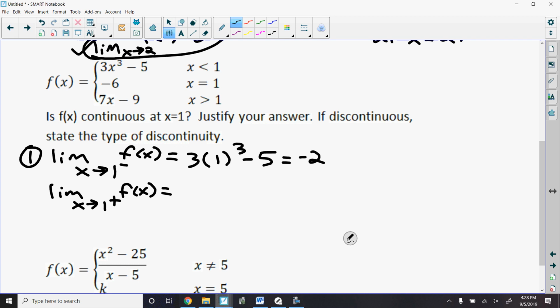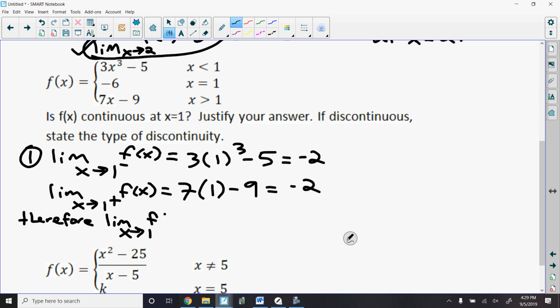Well, that's going to be x greater than 1. So I'm going to plug it into 7x minus 9. So I'm going to plug 1 in for x. 7 minus 9 is negative 2. Since my left-hand and right-hand limits are the same here, I know that the limit exists. But I need to state that. Therefore, the limit as x goes to 1 of f of x equals negative 2. So the limit exists, it equals negative 2.